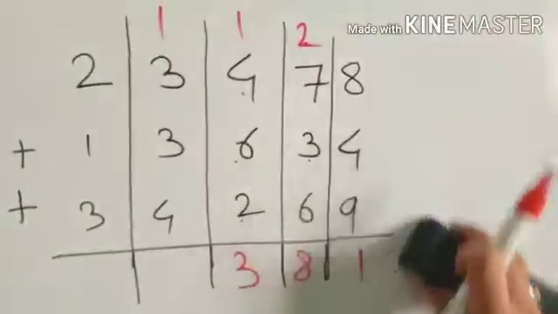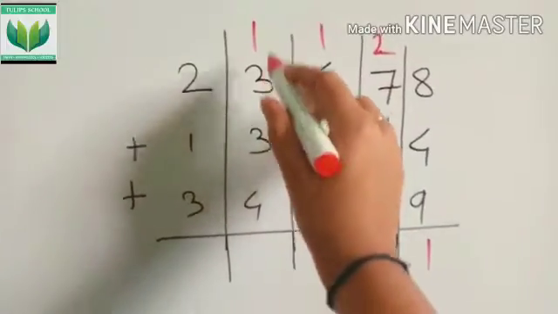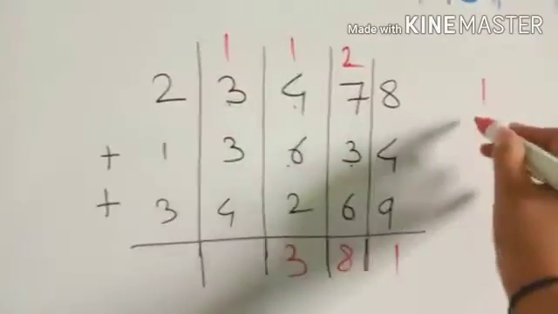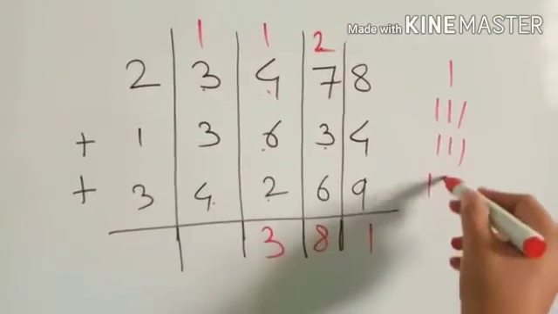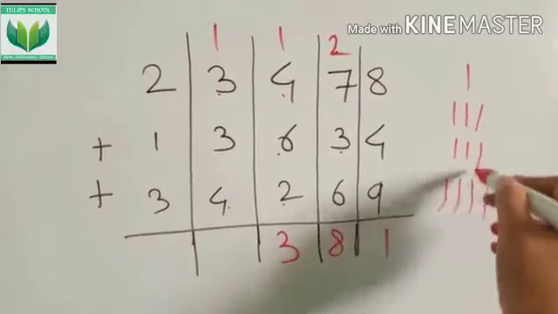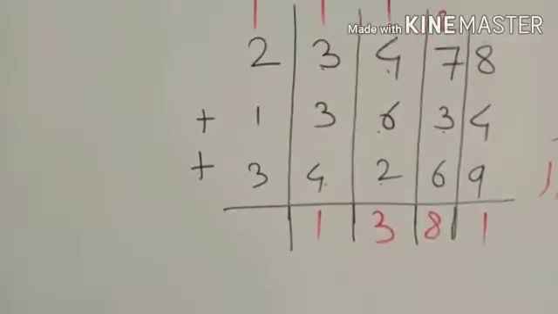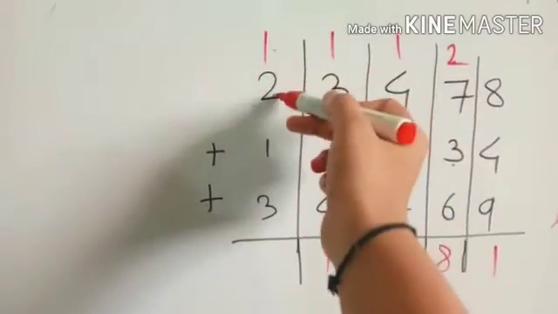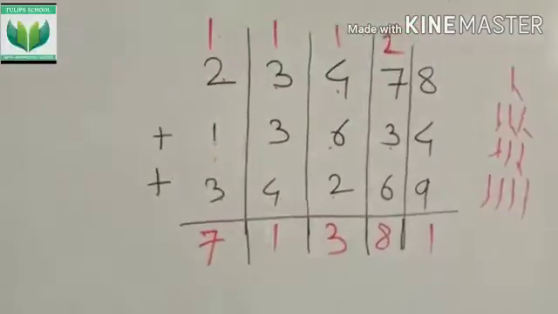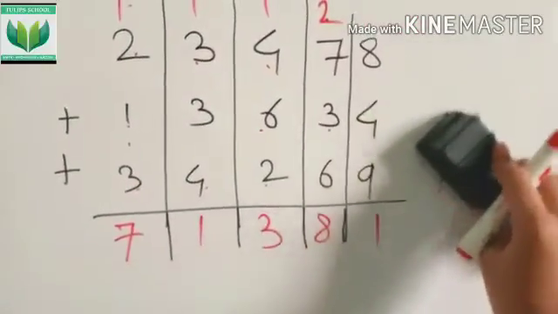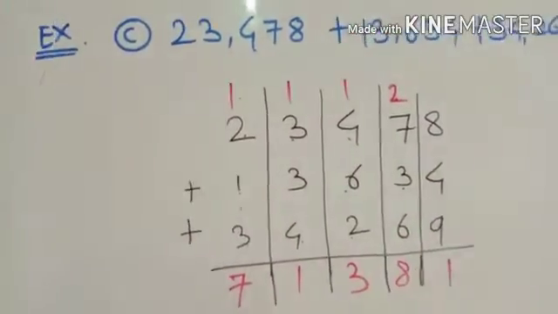Okay. Now next one. 1, 2, 3. 1, 2, 3. 1, 2, 3, 4. 1, 2, 3, 4, 5, 6, 7, 8, 9, 10, 11. 11. Now solve this. 1 plus 2, 3. 3 plus 1, 4. 4 plus 3, 7. Now answer is 71,381. We have to arrange first of all, then we have to solve.